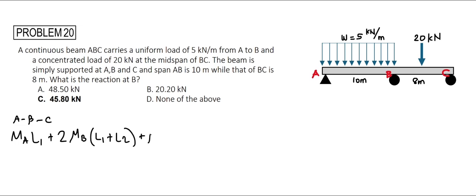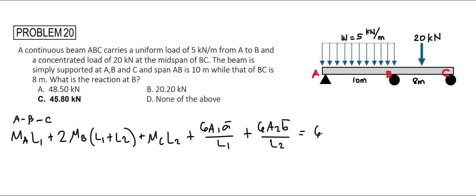B, plus M sub C times L sub 2, plus the moment factor on the left side of B, plus the moment factor on the right side of B, all equal to 6EI times H sub 1 over L1 plus H sub 3 over L2. Now since the deflection at the supports are all equal to 0, therefore this entire expression here will become equal to 0.